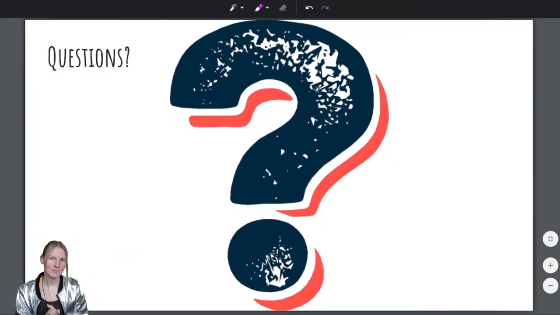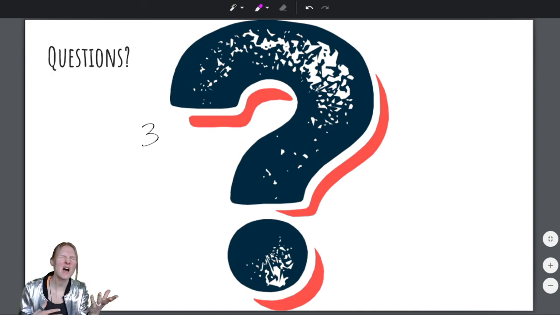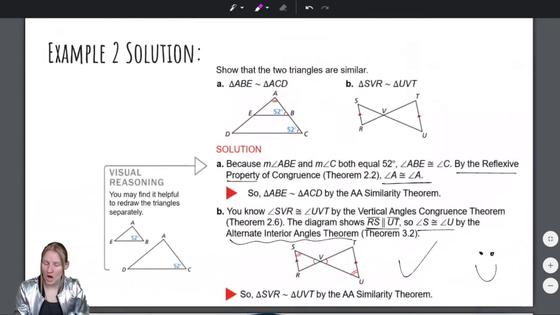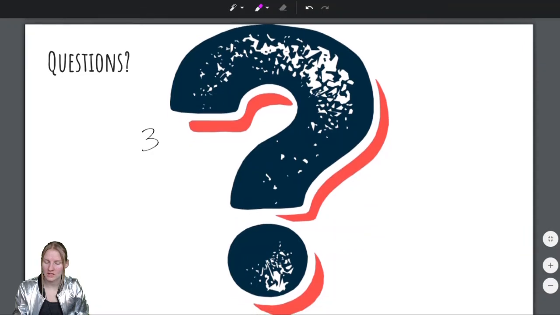Now is a great time to assess your understanding of the learning target and the success criteria. Do you know what the AA similarity theorem says? Do you know what it means? If what, then what? I need to have this if part. If two pairs of angles are congruent within two triangles, I need to have that, and then I know that the two triangles are similar. Do you understand what it means? And can you use it? Can you show if two triangles are similar using this theorem?